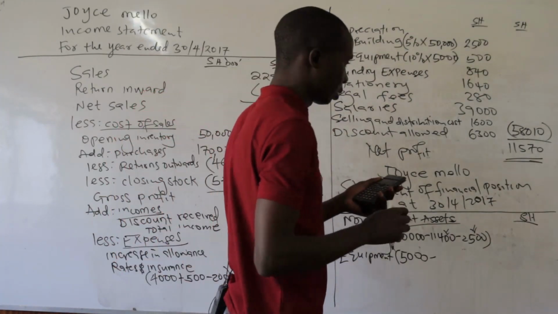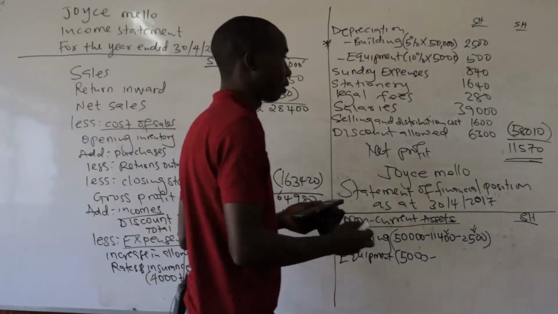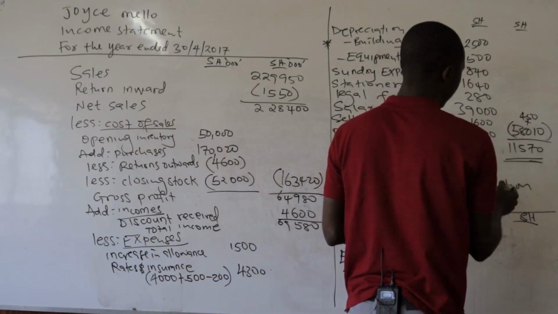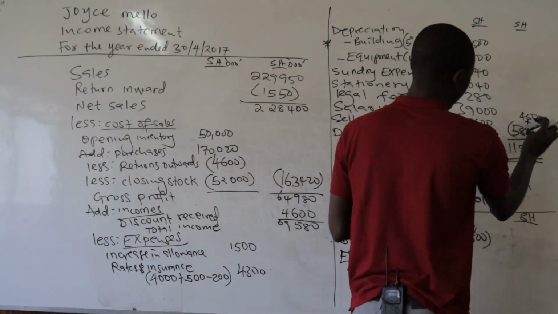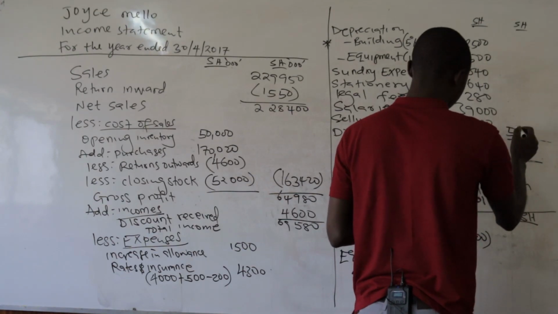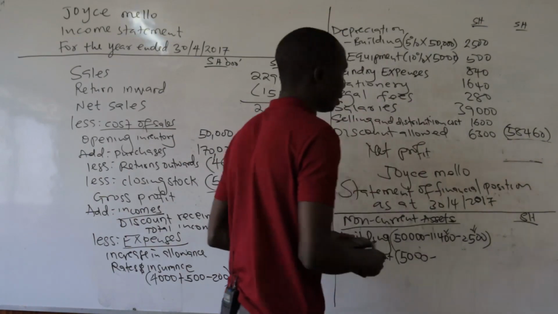So this one is 58,460. It's the same as I could have added 450 here, because now we eliminated that. So this one was supposed to be 58,460.